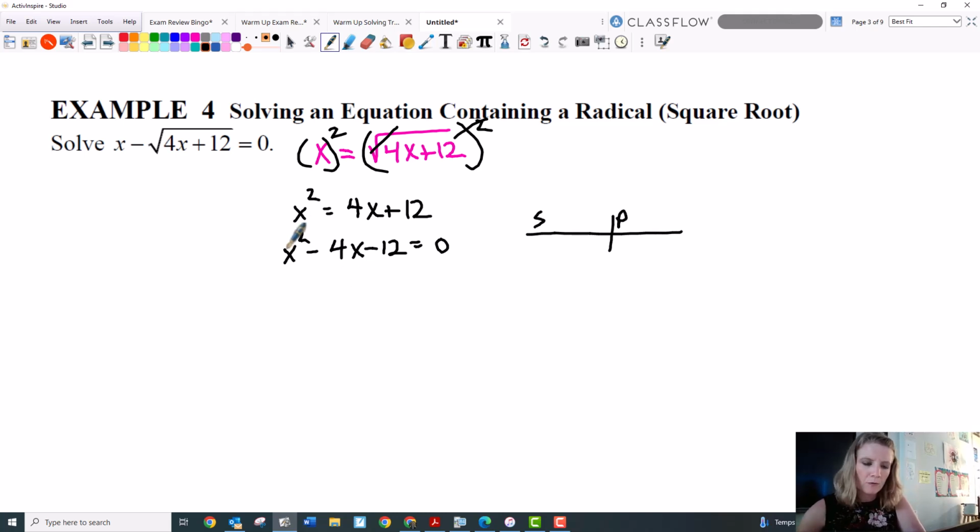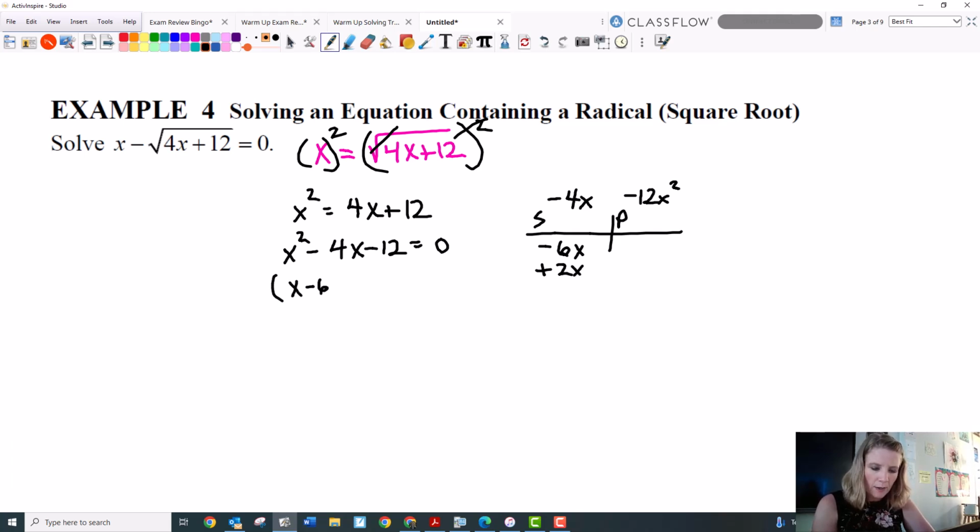I do not have a number in front of my x squared, so I can use my shortcut. So s is 4x and p is negative 12x squared. So I want to know what multiplies to give me negative 12, adds to give me negative 4. So that'll be negative 6 and positive 2. So it's going to end up being x minus 6 and x plus 2. I set them both separately equal to 0, and I get x equals 6 and x equals negative 2.